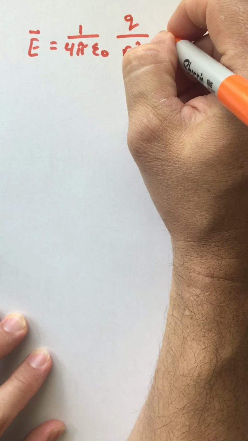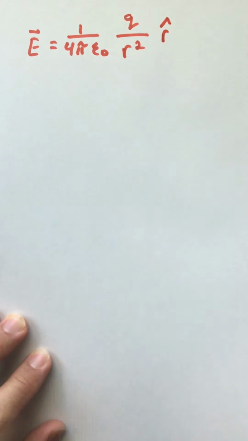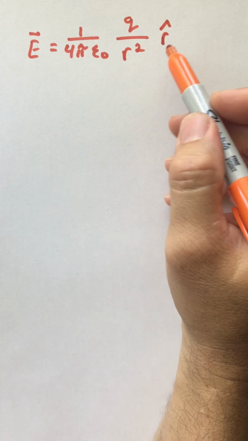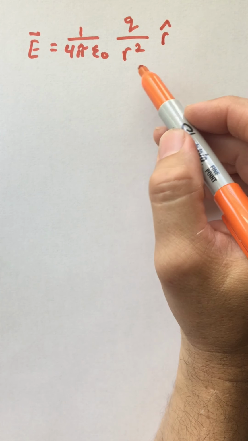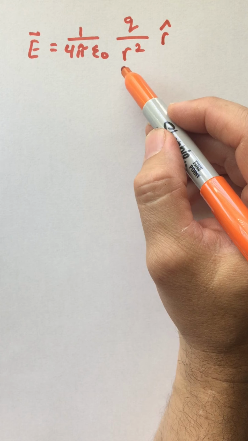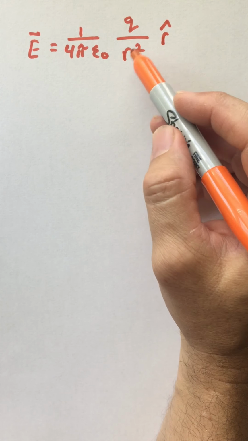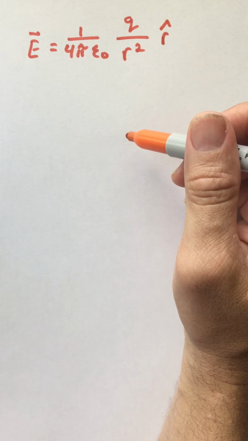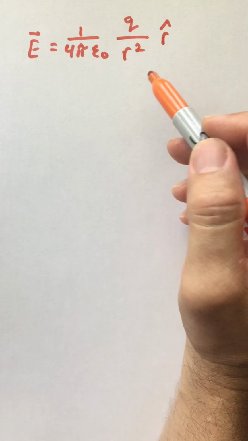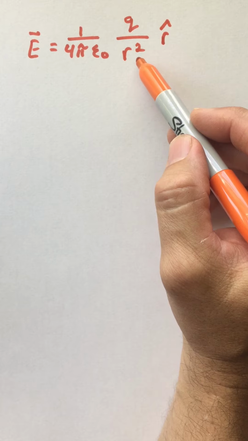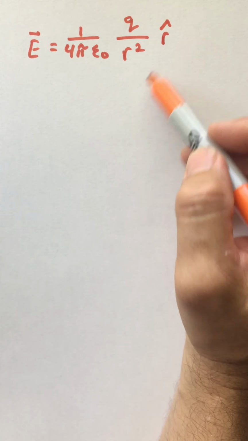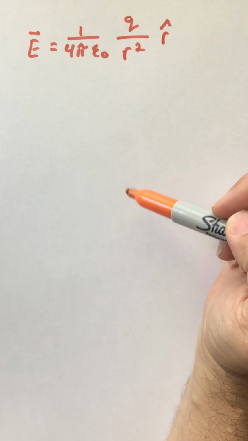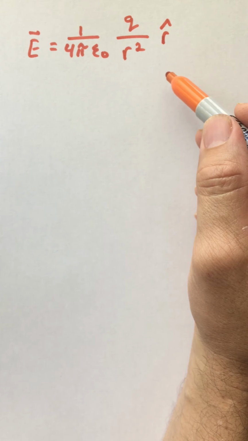And then to ensure that this is a vector equation, I need to tack on the direction, where r hat is a unit vector that points along the line of r, which would be the displacement between the source charge and the point of observation. This is not a displacement, of course, because I'm squaring it, but r hat points along that line between Q and my observation point. So we've seen this, we know how to handle it.